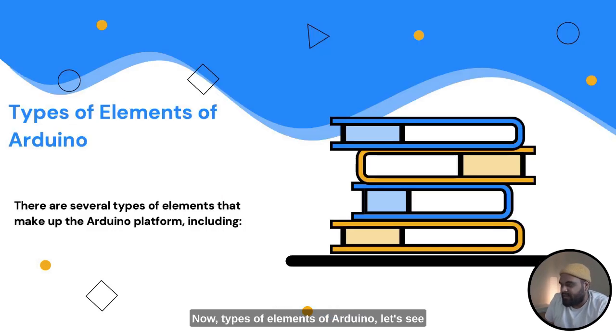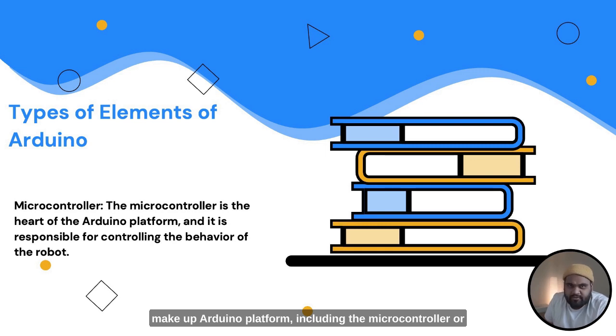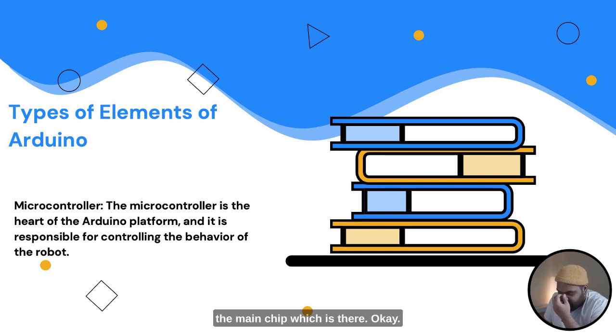Okay. Now, types of elements of Arduino. Let's see what all types of elements there are. There are several elements which make up the Arduino platform, including the microcontroller, or the main chip. The microcontroller is the heart of the Arduino platform and it is responsible for controlling the behavior of the robot. It is essentially the core part of the controller. This is where every sort of processing happens and where all the programs are going to be stored as well. So very important.